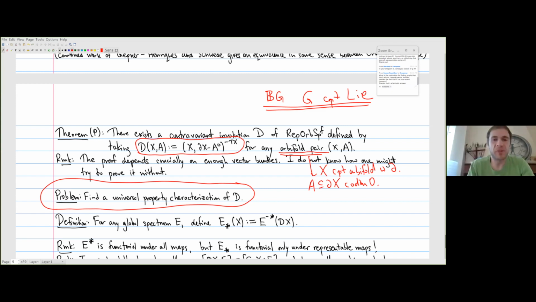Okay, so given this D, we can define the homology of any Orbi-spectrum by taking the dual and then taking cohomology. It's a little bit strange. The E-cohomology functor that I defined above is functorial under all maps, but this E-homology functor is functorial only under representable maps, because for this contravariant involution D, representability is really important. If you try to do the other category of finite Orbi-spectra, I don't think it has an involution like this. It shouldn't.